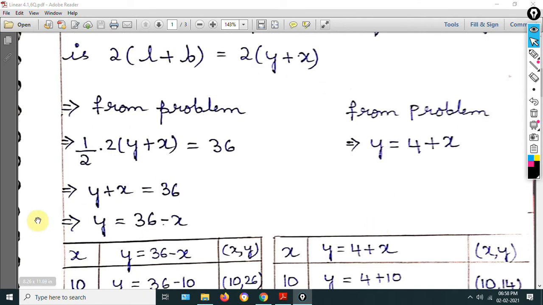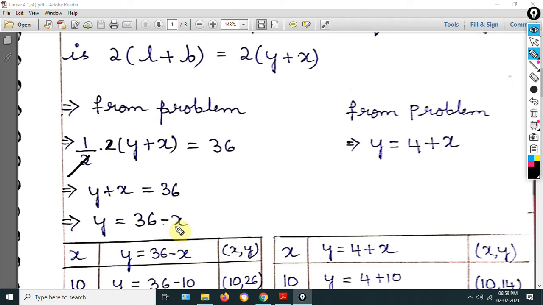Okay. Now what we are doing? We will solve this problem. So this 2 and this 2 will get cancelled. So what will be left? y plus x equal to 36 will be left. Why? Because this 2 and this 2 will get cancelled. We are keeping this y only on this side. So y equal to 36, we are writing 36, and we are sending this x to that side. So minus x it will come.